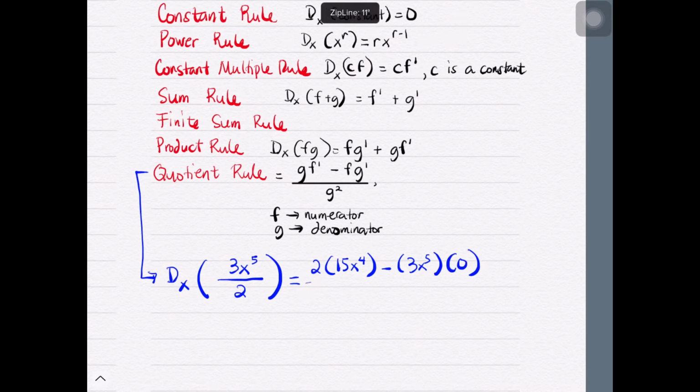And the difference of these two products would be all over the square of the denominator, which is 2 squared. So the first product would give us 30x to the power of 4, and the second product would be 0. Thus, our numerator will just be 30x to the power of 4, and we now have our denominator 4. Simplifying this, we'll now have 15x to the power of 4 all over 2.